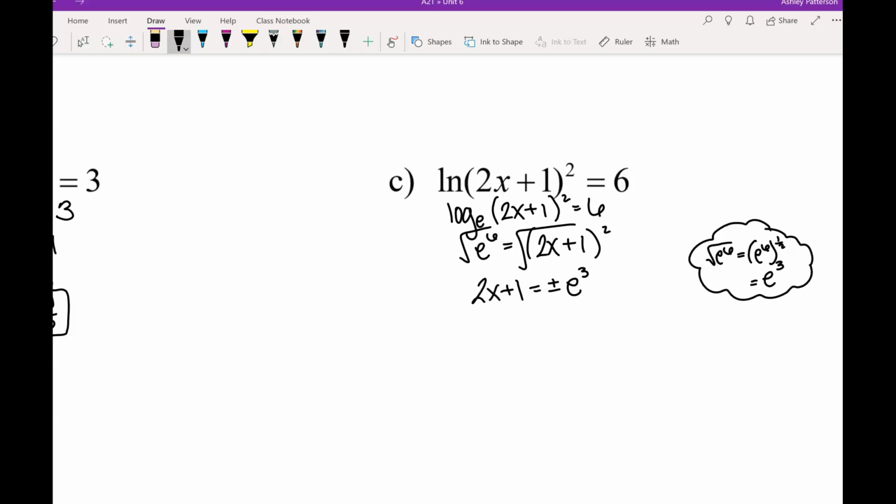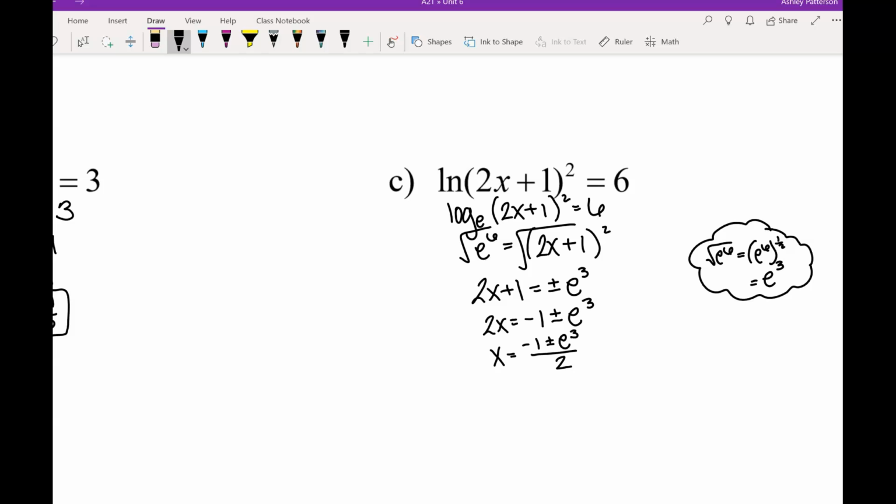Okay, continuing to solve, we get 2x is equal to negative 1, we're going to subtract 1 from both sides, plus and minus e to the 3rd. I like to have my plus and minus in the middle of my expression, so that's why I just put the negative 1 in front. And then when we divide, we get x is equal to negative 1 plus and minus e to the 3rd all over 2. But we're not done because we need to check our answer.